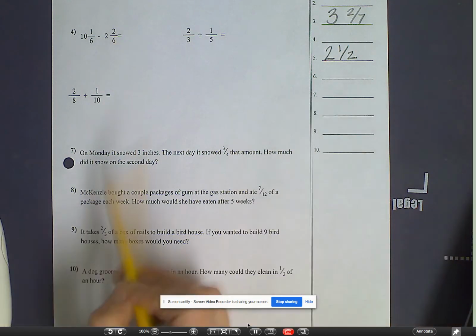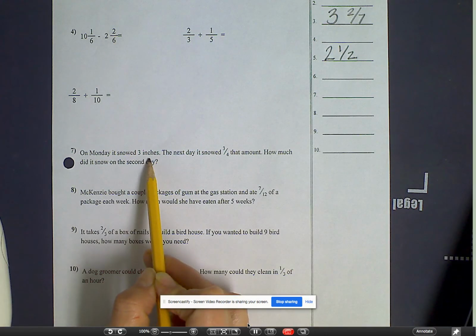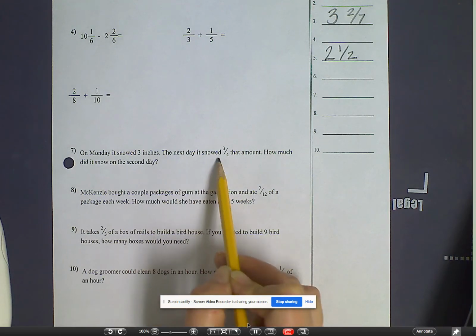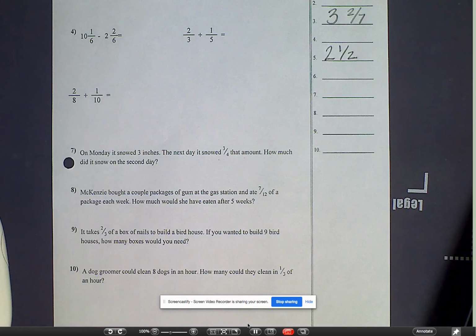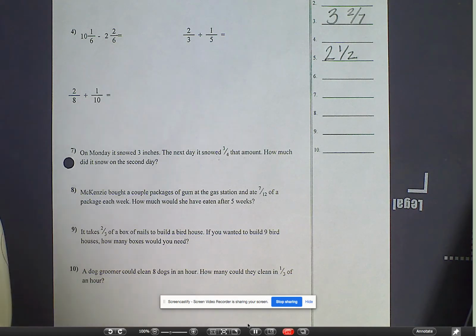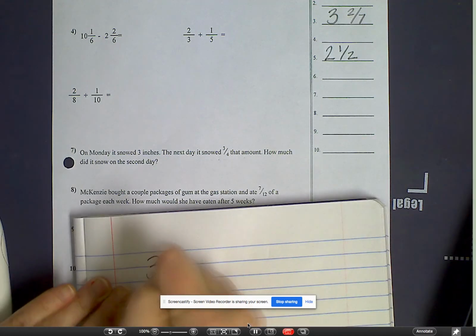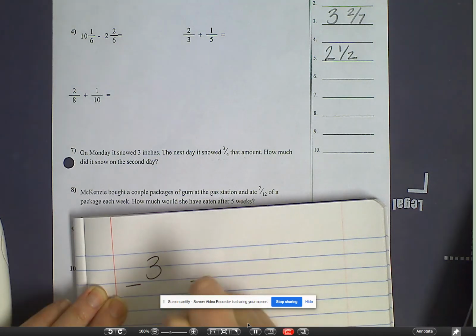So we're working on number 7. On Monday, it snowed 3 inches. The next day, it snowed 3/4 that amount, okay? So it didn't snow the whole 3 inches. It snowed only 3/4 of that. So the way I'm going to solve this is by subtracting 3 minus 3/4.